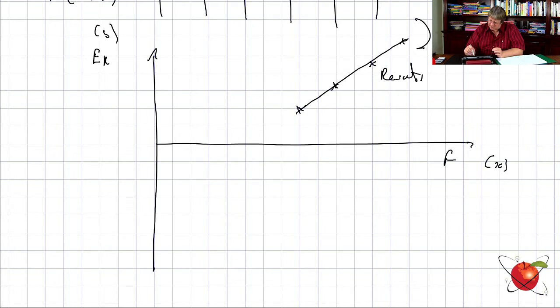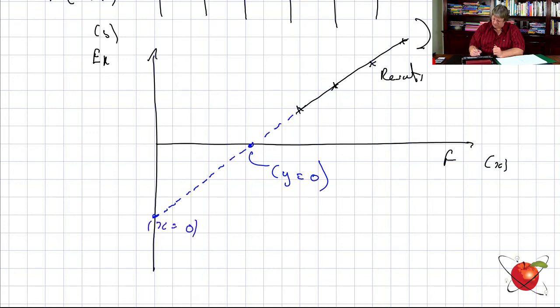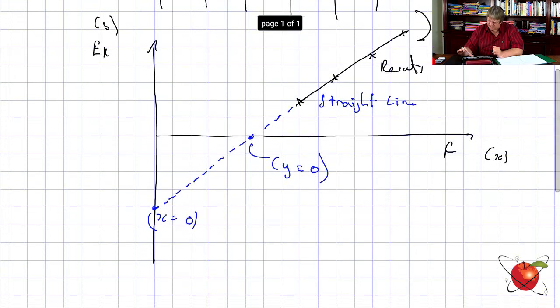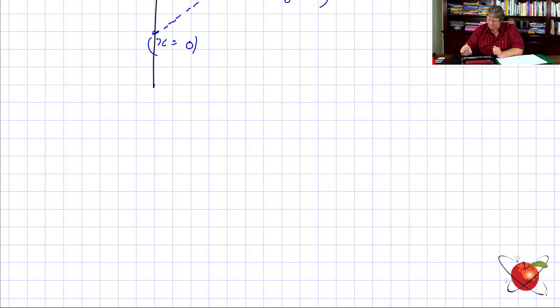Now, once again, we are going to do what we did before. We are going to extend this line backwards, and we're going to look at two points. Can you see at this point, this is when y equals 0, and this is when x equals 0. And this line here is a straight line. Let's examine this, because it's always good to know where it comes from.